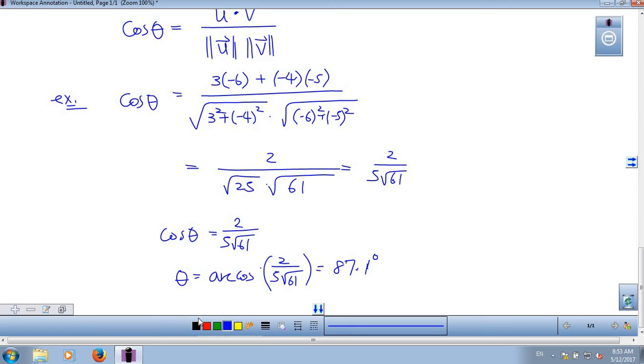And we can also use the dot product to help us figure out whether they are orthogonal or not. If the dot product is equal to 0, then we know automatically they form a 90-degree angle. They're orthogonal.